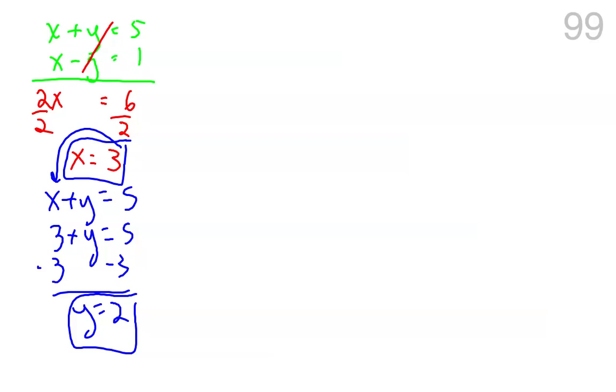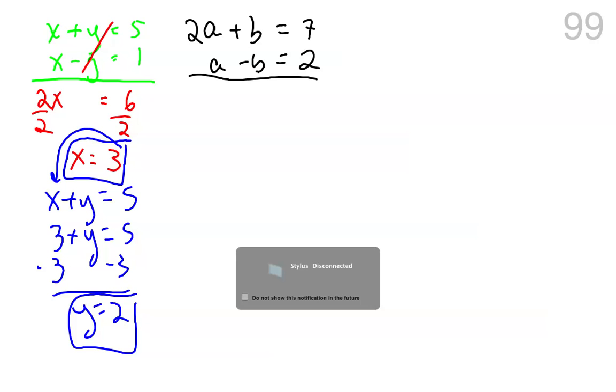Okay, so we know that x is 3 and we know y is 2. I'm gonna leave this up here as a model question. Find some room somewhere on some piece of paper, I don't care where it is. And let's see you do this one. Ready? Okay, go ahead. Solve for a and b: 2a plus b is equal to 7, a minus b is equal to 2. Solve for both a and b.